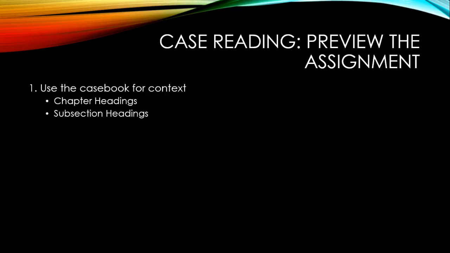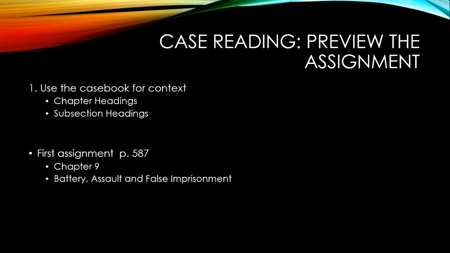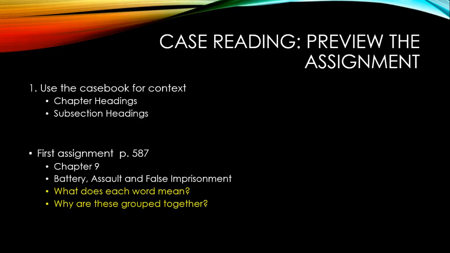So let's take the first assignment. If you look at page 587, the chapter is chapter 9, and it starts with the phrase battery, assault, and false imprisonment. So the first thing you'd want to do is figure out what does each word in this phrase actually mean. You may have some understanding of these concepts prior to coming to law school, but it's critically important for you to understand the legal meaning. So you should be prepared to look up these words in a Black's Law dictionary. The other thing you want to consider is why they're grouped together.